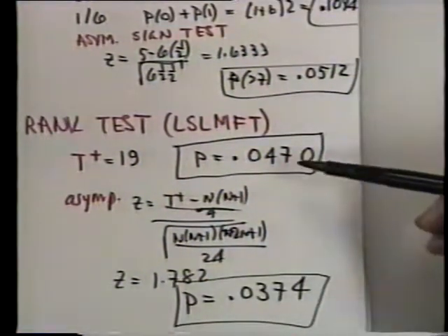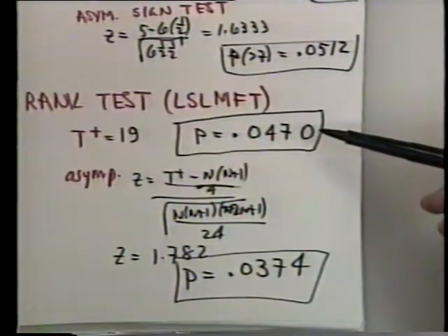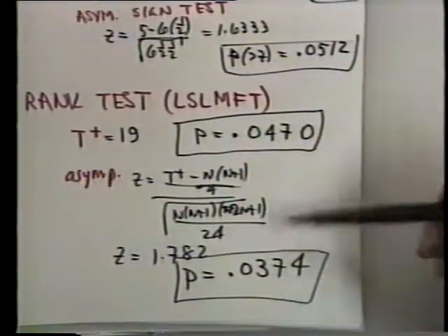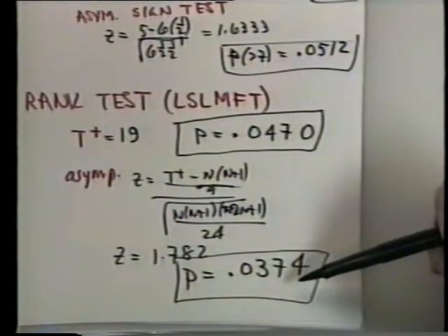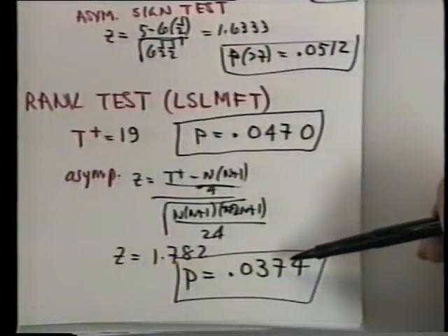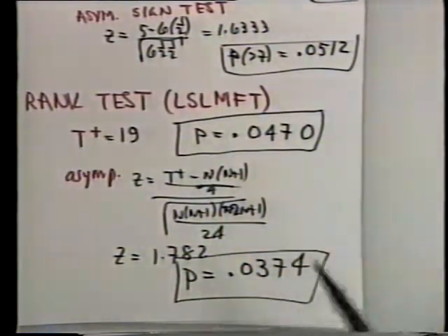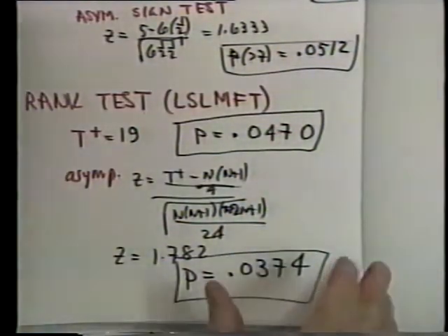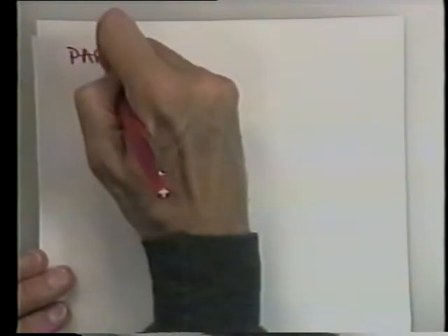So again, we can see that the p-value calculated exactly differs from the p-value calculated asymptotically, but it's not a huge difference in this case. But it's a little bit different. And as I said, I had a program that returned this one instead of that one. Okay? So now we can do a parametric test.